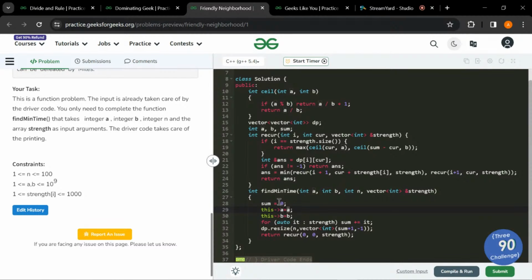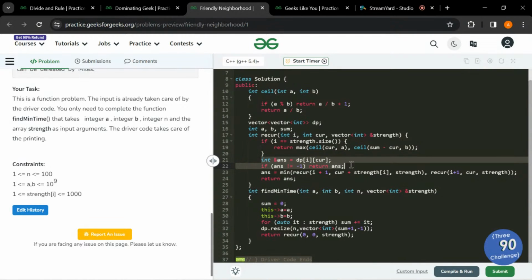So I am using this pointer, which points to the current object. So this of a means the a attribute, and on the right side a means the parameter. So we update these attributes and initialize sum with 0, then find the sum of the strength of all the monsters, resize this dp and call the recursive function from 0 comma 0, where 0 is the starting index, and the second is the sum of the strength of the monsters that we have selected so far, and then pass this strength vector. Then our base case.